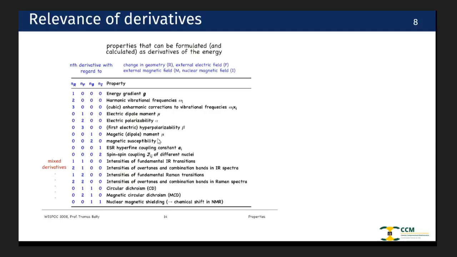Same goes for polarizability, for the magnetic moment, coupling constants, IR transitions, circular dichroism properties, NMR shifts. All of that are derivatives of the energy with respect to different things. Which means there is a point in finding a way to get derivative quantities. Now, I'm not saying this is how they are calculated, but on a piece of paper, that's the way to get it.